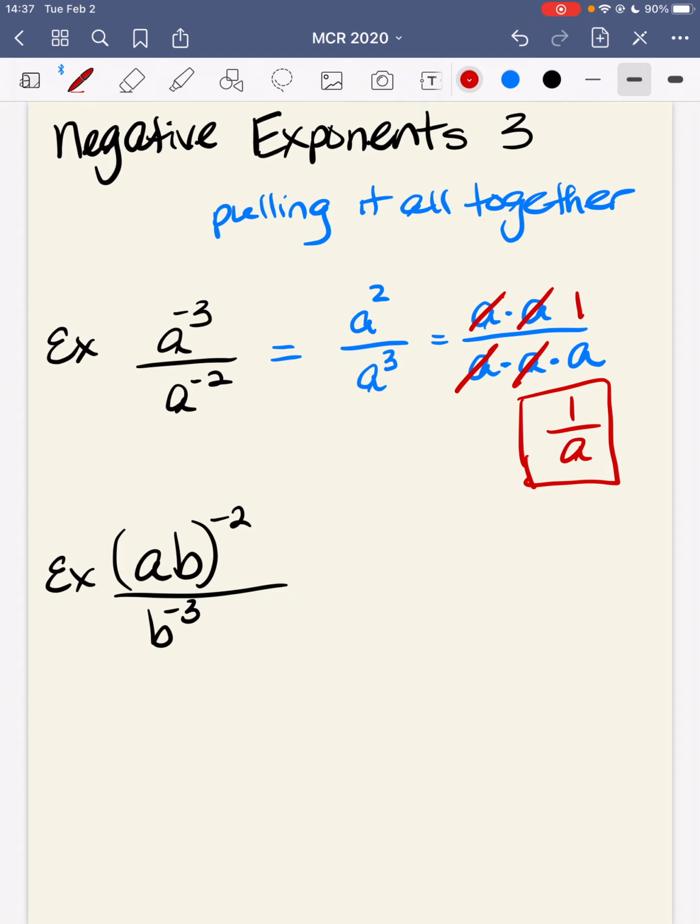Next example here, I would love for you to try it first, and then go ahead and watch me work it out. So go ahead and do that.